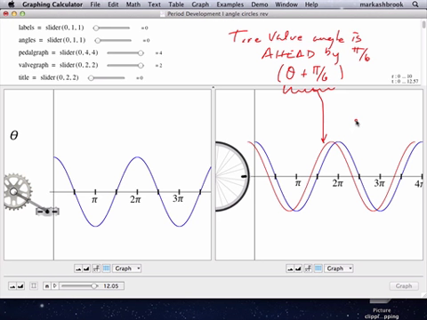So here comes the angle. What comes first? Tire valve or pedal? Tire valve comes first, and then pedal starts. Tire valve is ahead by pi over 6.